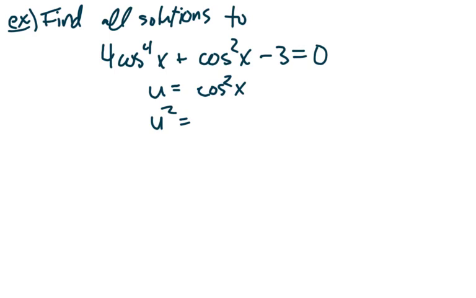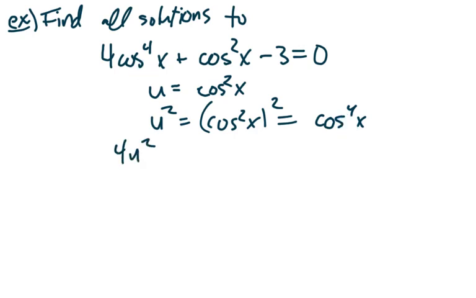In which case, if you square cosine squared, you will get cosine to the 4th power. That's how exponents work, the power rule of exponents. We multiply the exponents when we have an exponential expression raised to a power. So this is u squared, 4u squared. That's good. 4u squared plus u minus 3. Remember that cosine squared by itself was u, right? So this becomes u, and this is going to be what we factor.